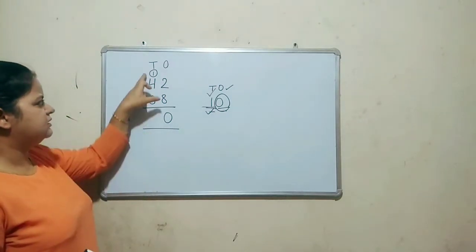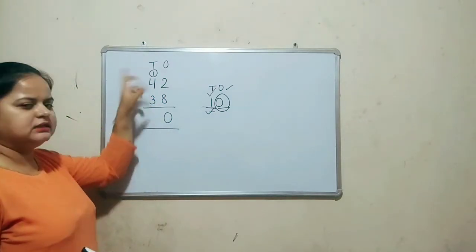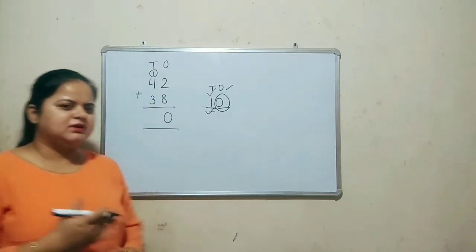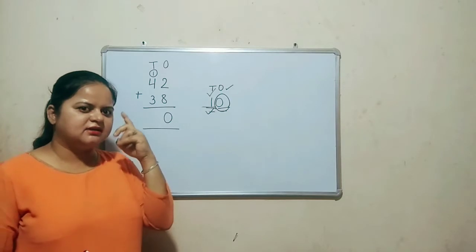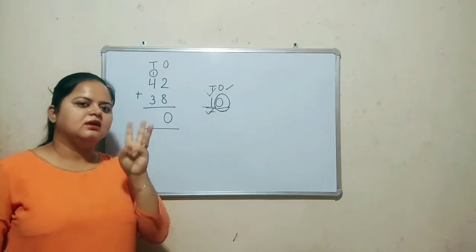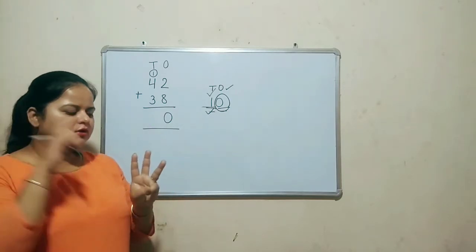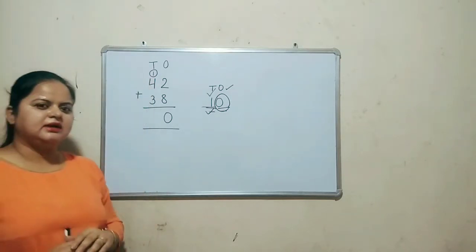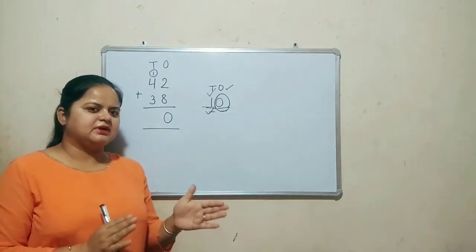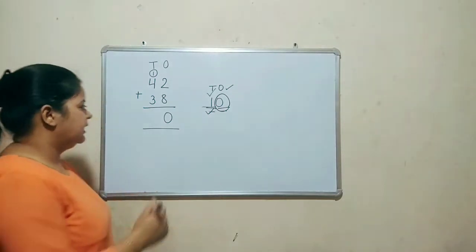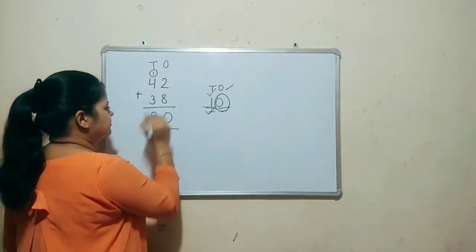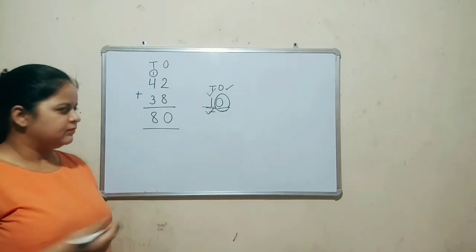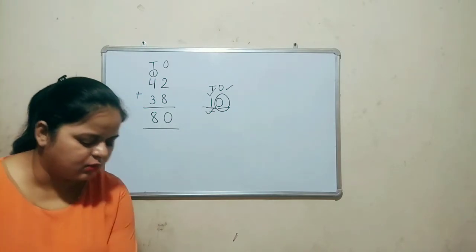Now we will add these 3 digits, 4, 3 and 1. 4 and 3. How will we add them? 4 in our mind and 3 on fingers. 4, 5, 6, 7. Now 7 plus 1, 8. Okay, understand?